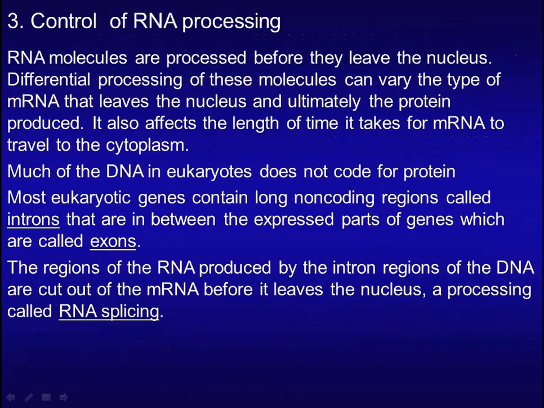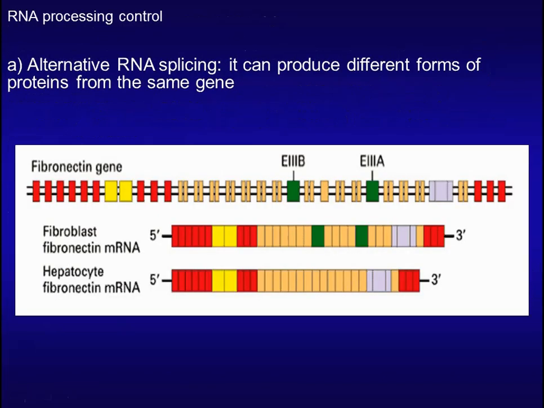In eukaryotes, RNA molecules are processed before they leave the nucleus. Most eukaryotic genes contain introns, which are spliced through RNA splicing. Alternative splicing generates different forms of proteins from the same gene. For example, fibronectin mRNA made in fibroblasts is longer than that made from the same gene in hepatocytes.